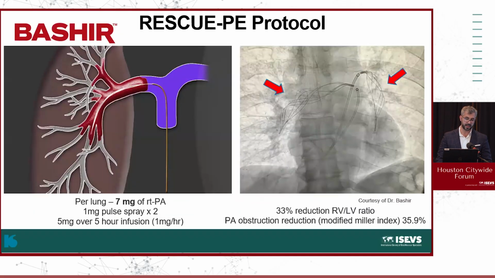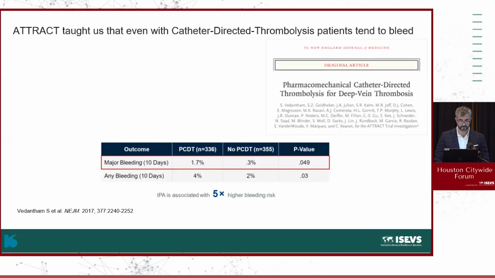The basket is inflated, and a milligram pulse spray of lytics is given. And then the basket is collapsed, and this is done again for another milligram. And the catheter is left in for 5 hours for 1 milligram per hour. That's a total of 7 milligrams per lung with a 33% reduction in RV to LV ratio in RESCUE PE, and a reduction in PA obstruction index or overall clot burden.